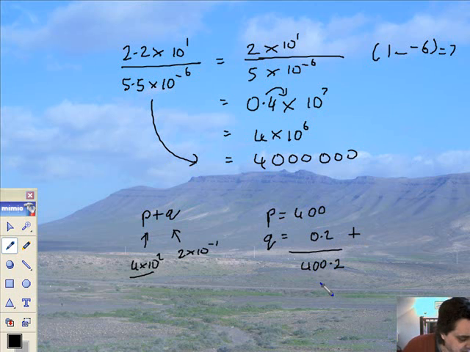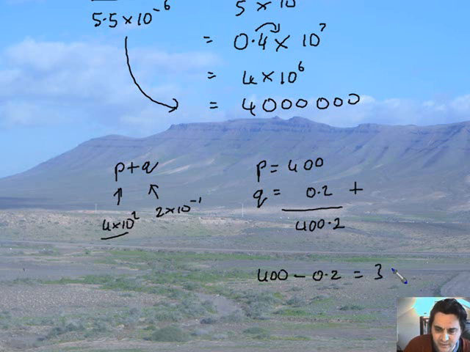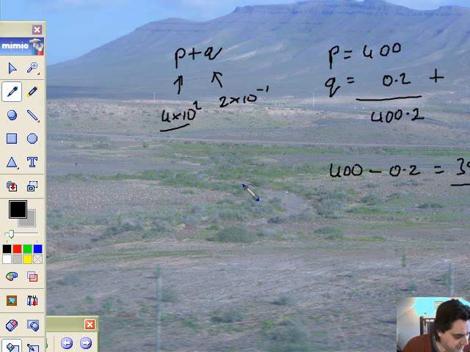It's an ugly number. Let me do P minus Q. I've already worked out P and Q, so I've now got to do 400 minus 0.2. I've got roughly 399.8. Very unsatisfying. I can't be bothered with P squared. It's too easy. Right, I'm going to stop.